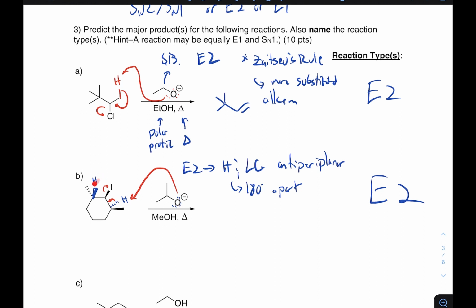This hydrogen here on the left and this iodine are on the same face. They're both coming towards you, they're not opposite. So that reaction is much slower. That would be the minor product, if anything. So our product in this case is just this alkene here.